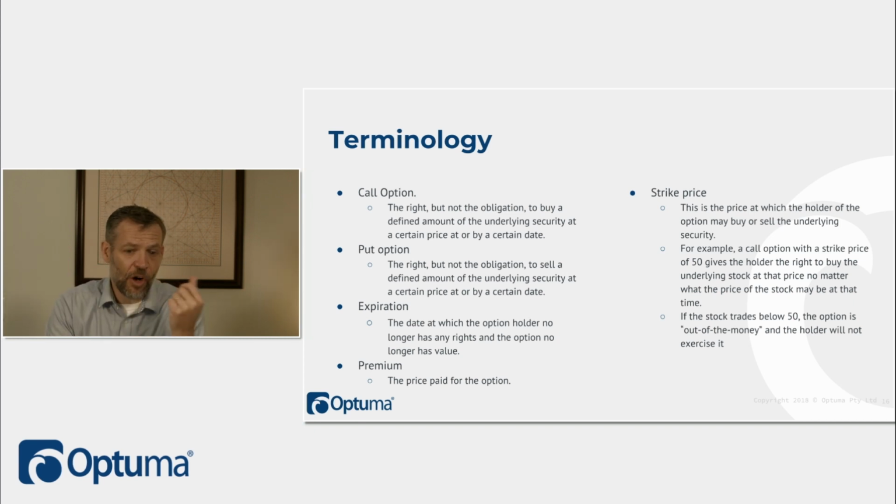Expiration: the date at which the option holder no longer has any rights and the option has no value anymore. Premium is the price paid for the option. The strike price is the price at which the holder of the option may buy or sell the underlying security. A couple of examples there, I'm pretty sure you get that.